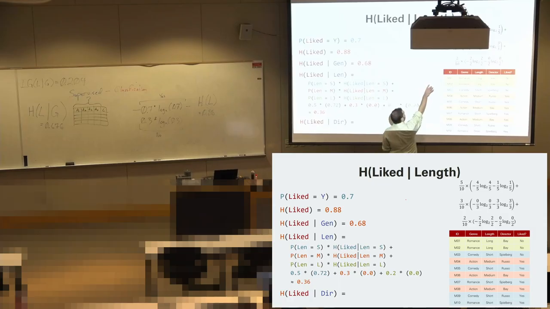But you notice that's all those calculations are. So short, 50-50 chance times its whole calculation. Then the mediums times its whole calculation, times the longs times its whole calculation. And what you'll eventually get to is that the conditional entropy of guessing liked, knowing the length, is 0.36.